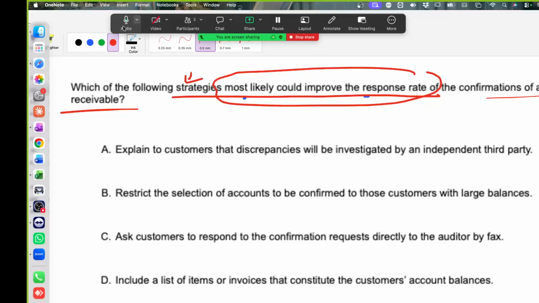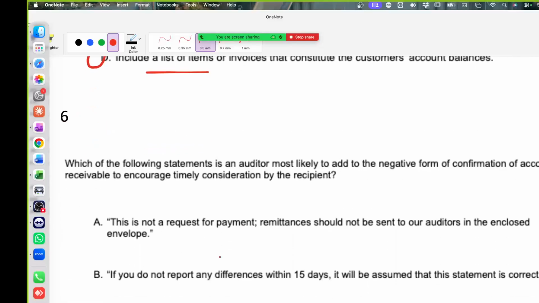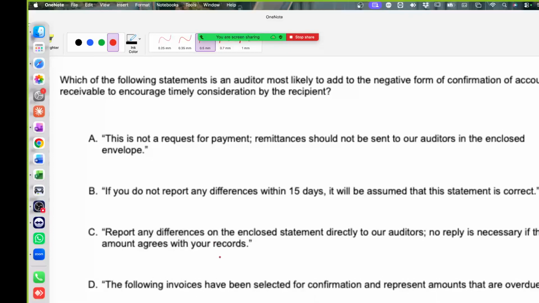Just now we talked about it. Same question. Help them, I said. D. Include a list of items. Which is most likely to add to the negative form of accounts receivable confirmation to encourage timely consideration by the recipient?